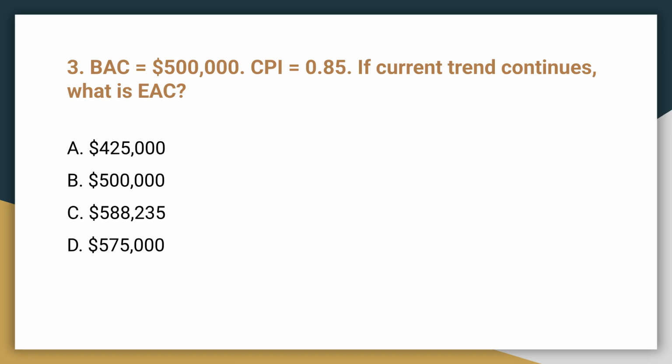Question 3. Budget at completion, or BAC, is $500,000. Cost Performance Index, or CPI, is 0.85. If the current trend continues, what is the estimate at completion, or EAC? The correct answer is C, $588,235. EAC is calculated by dividing BAC by CPI, which gives approximately $588,235. This uses forecasting based on the CPI trend.